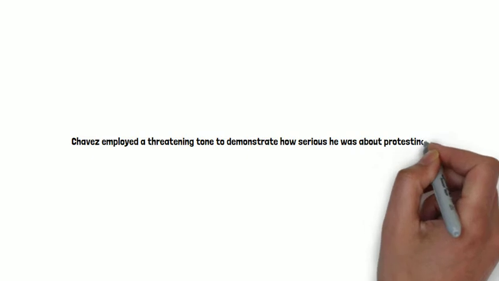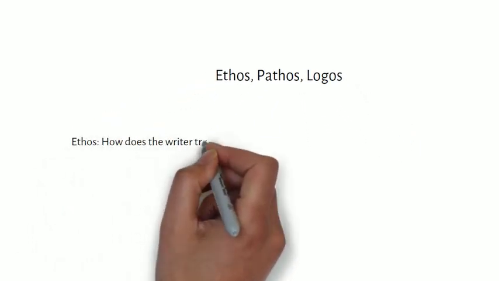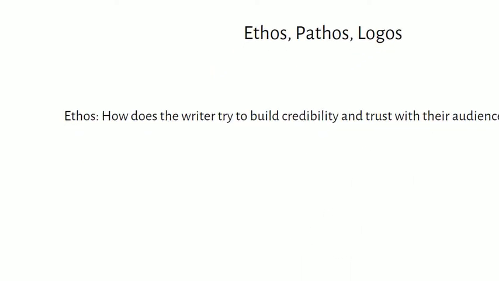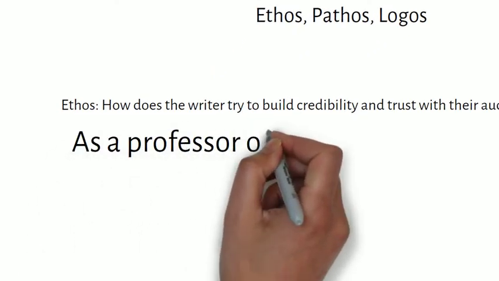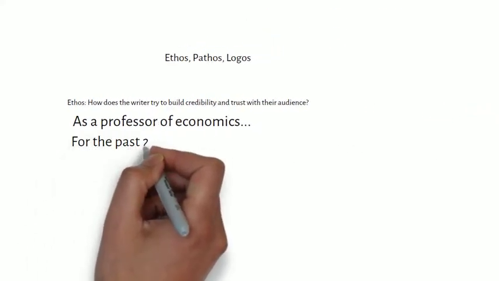Analyzing how a writer uses ethos, pathos, and/or logos also gives you a foundation for attacking the prompt. For ethos, think, how does the writer try to build credibility and trust with their audience? Do they list their credentials? Do they employ a tone of humility despite holding a dignified position in their field?